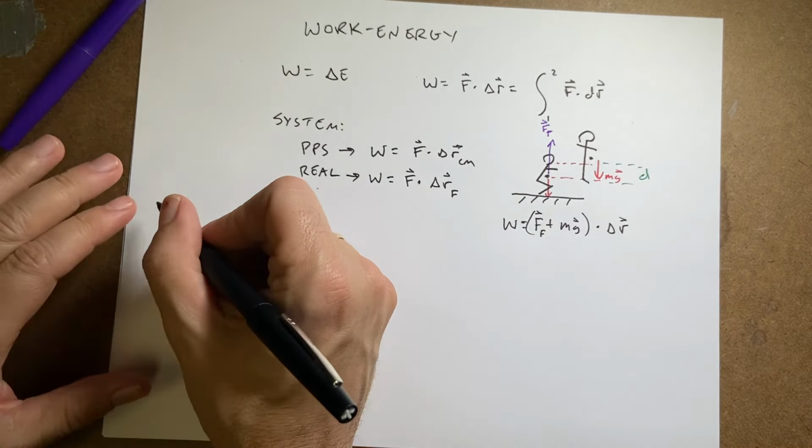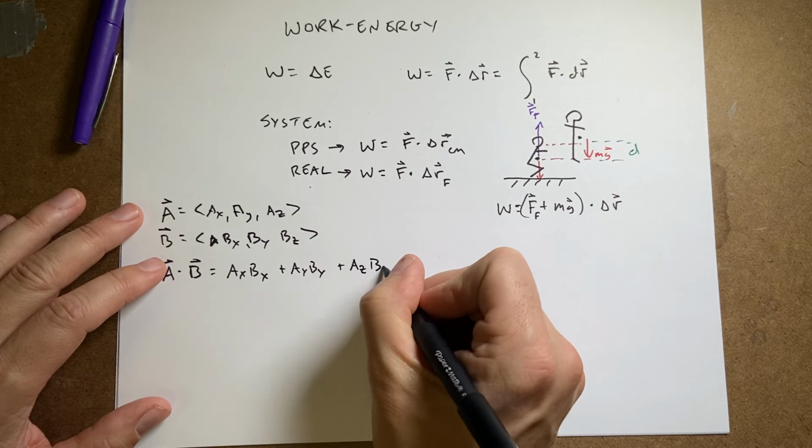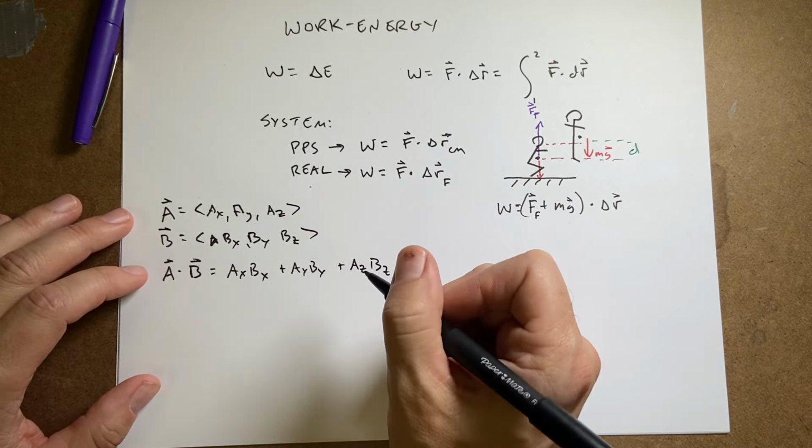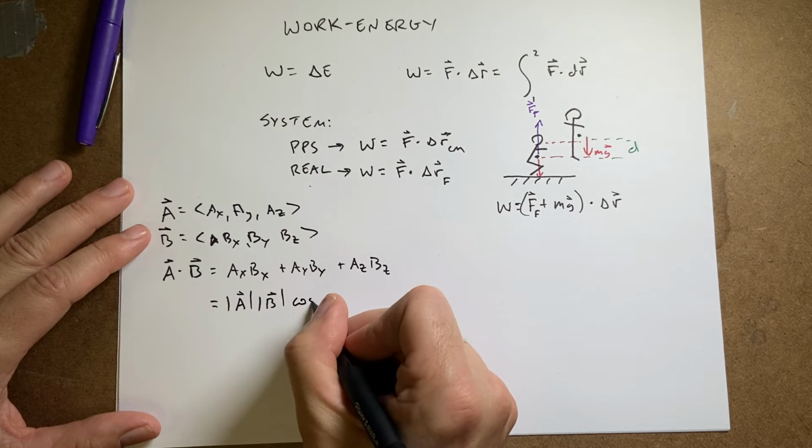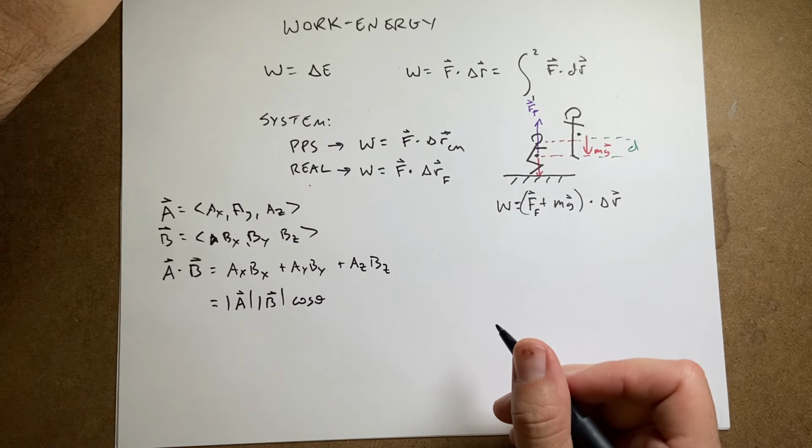One is called the dot product or the scalar product. And in that case, what I do is I take the x components of the two vectors and multiply them together. So ax times bx. And then I take the y components and multiply them and add them to that. ay by plus az bz. So in the end, I get a scalar value because the components are all scalars. Now there is another way to do this. I can take the magnitude of A times the magnitude of B times the cosine of the angle between them. And that gives me the same thing.